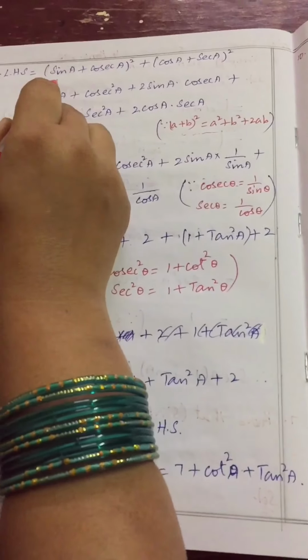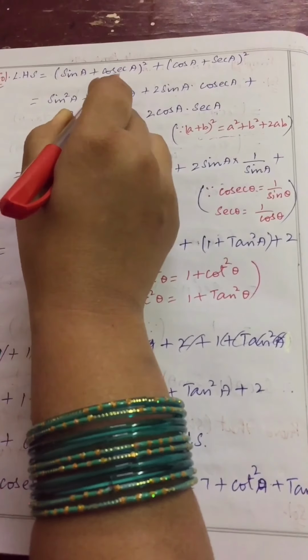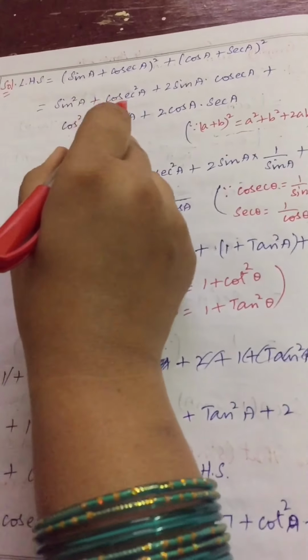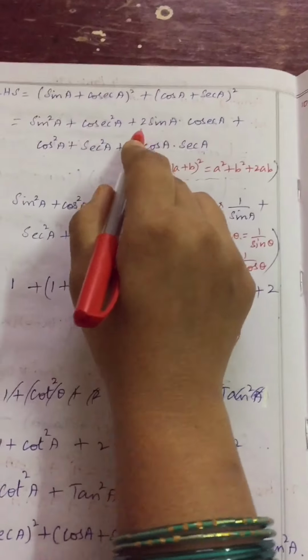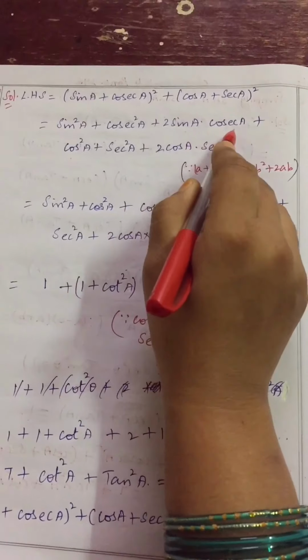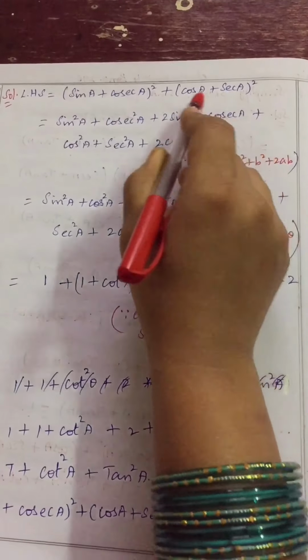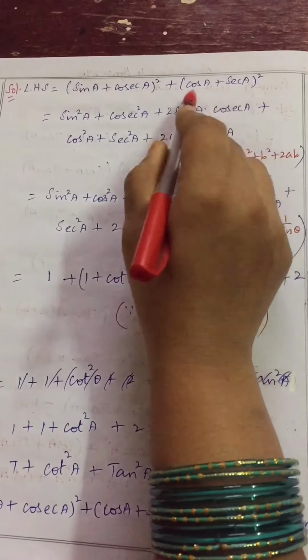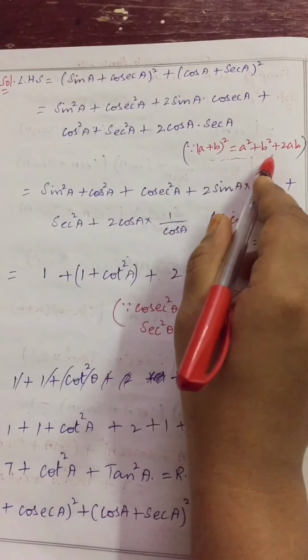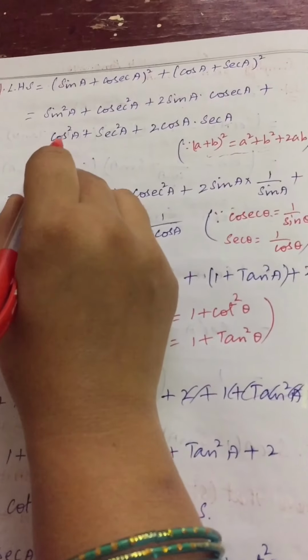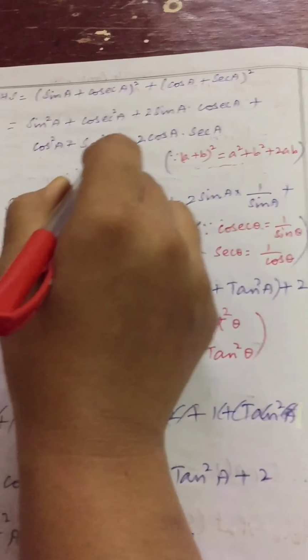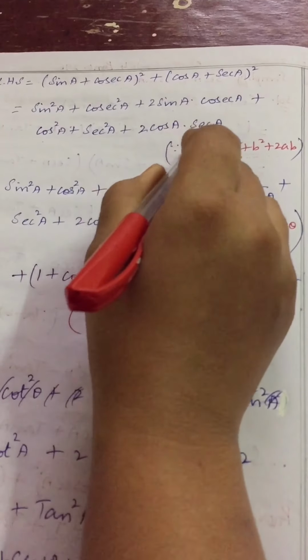Here in the first term a is sin A, b is cosecant A, so a square plus b square means sin square A plus cosecant square A, plus 2ab means 2 into sin A into cosecant A. Clear, children? Plus the second term also we are writing in the same formula, (a plus b) whole square. Here a is cos A and b is secant A. So a square means cos square A plus secant square A plus 2 into cos A into secant A.